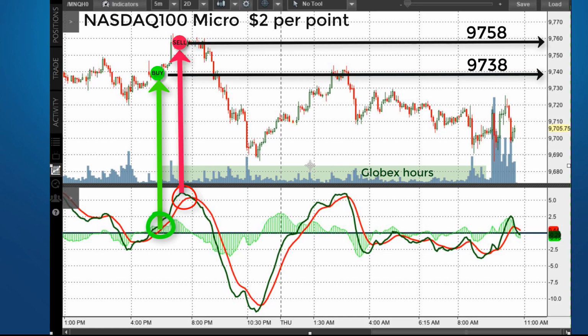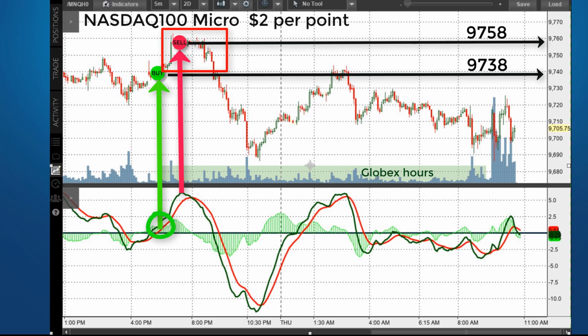Now you can see we exited at about 97.58. So we made a profit of 20 points, which is $40. After all these years, I've got kind of a mathematical brain. So I'm thinking I got into this trade at 6:15, got out about 7:30. That's an hour and 15 minutes for $40.